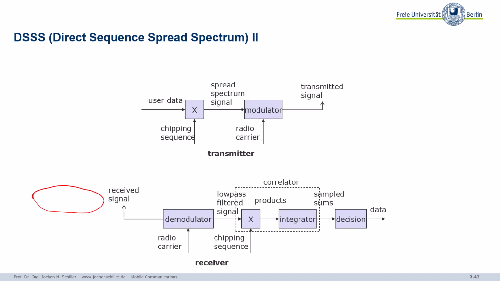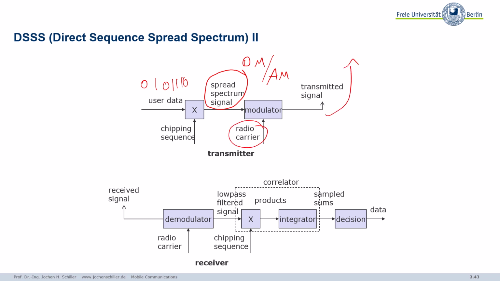Just to make the picture complete, a simple block diagram. If you have your direct sequence, your DSSS system here, you start with your user data. These are our ones and zeros. That's a pure digital system, you apply your chipping and you already get your spread spectrum. Then you do your digital modulation and your analog modulation, you use your radio carrier and you transmit your signal. On the receiver side you receive it, you do the demodulation, you know the radio carrier, and then you have to know the chipping sequence, and then we do something that's called a correlation.